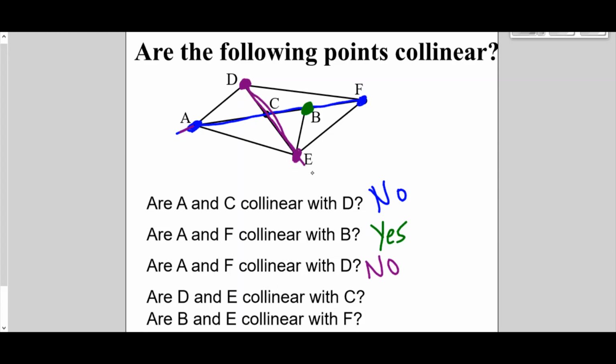Those are on this line. And now I'm going to plot point C because I want to know if it's collinear with those. So here's point C. Notice when I plot point C, it lies right on that purple line. So here I'm going to say yes. And then are B and E collinear with F?